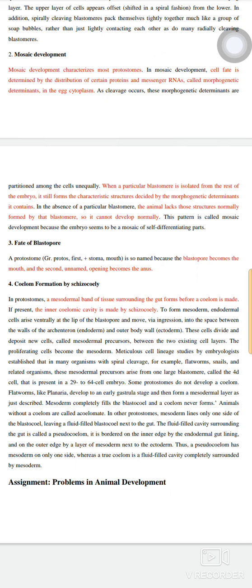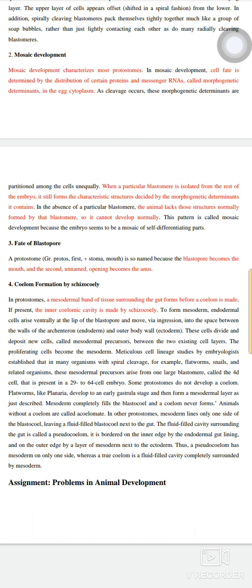So we'll talk about coelom formation by schizocoely, while in deuterostomes, coelom formation is by enterocoely. In protostomes, a mesodermal band of tissue surrounding the gut forms before a coelom is made. But in deuterostomes, both mesoderm and coelom are made at the same time. Here, the mesodermal band of tissue surrounding the gut forms before the coelom is made, and the inner coelomic cavity is made by schizocoely, unlike deuterostomes, where it is made by enterocoely.